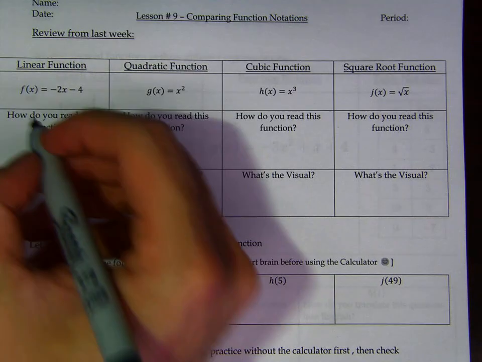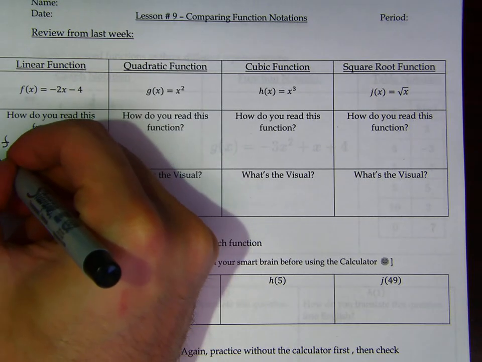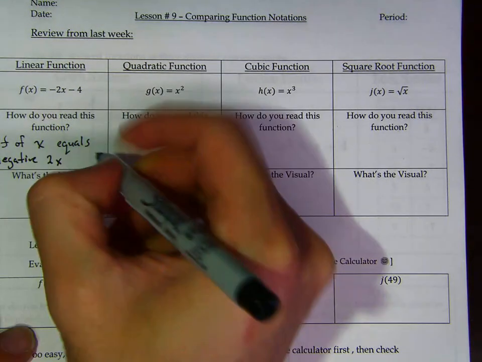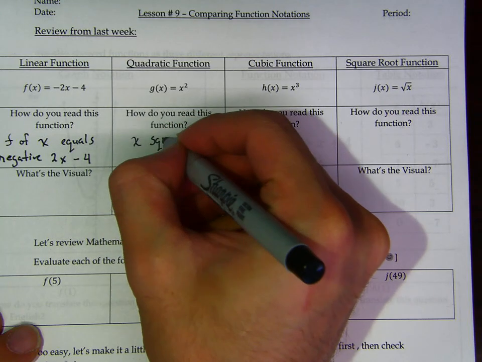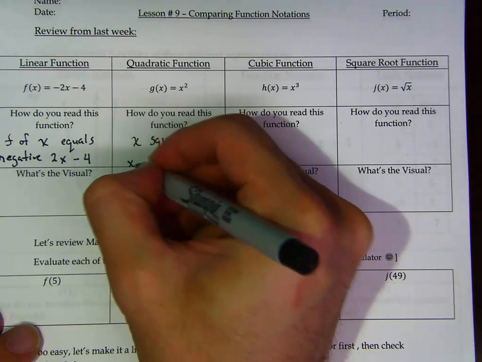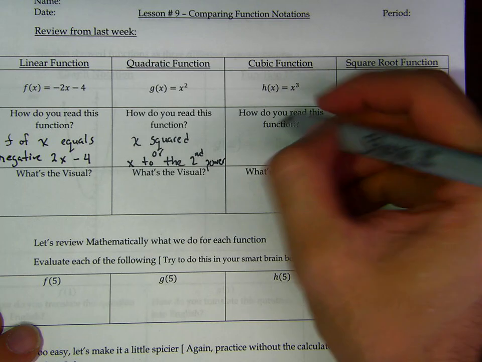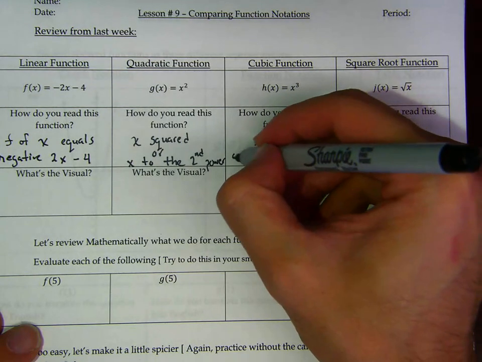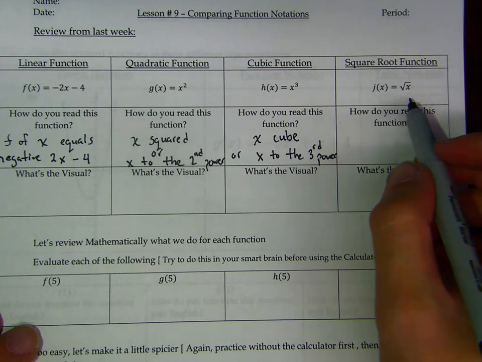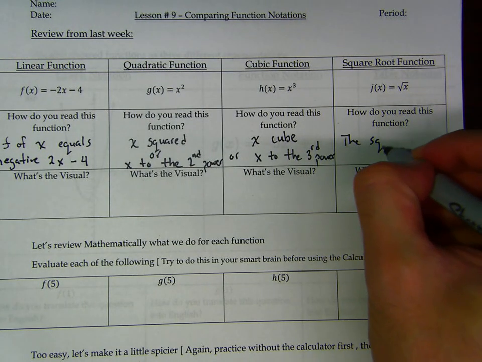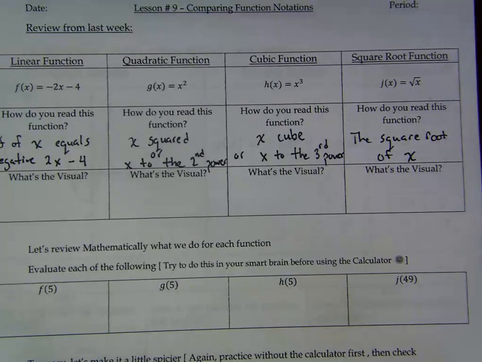Well, how do you read this, right? f of x equals negative 2x minus 4, right? How do you read this function? You could say x squared or x to the second power. How do I read this function? I could say x cubed or x to the third power. How do I read this function? The square root of x, right?